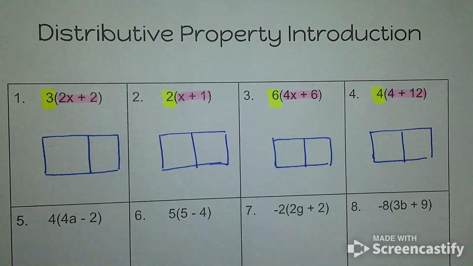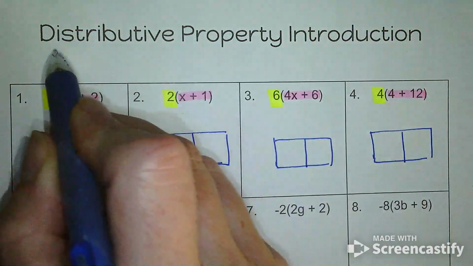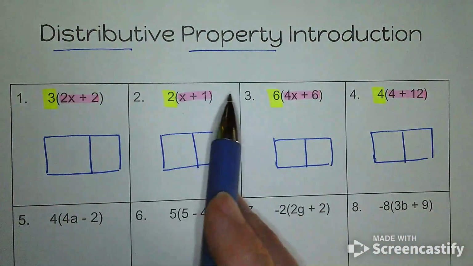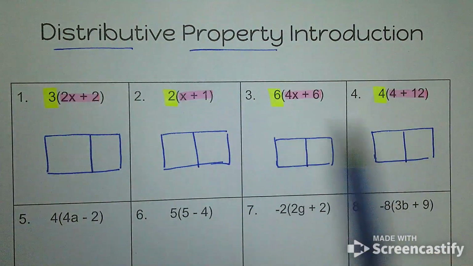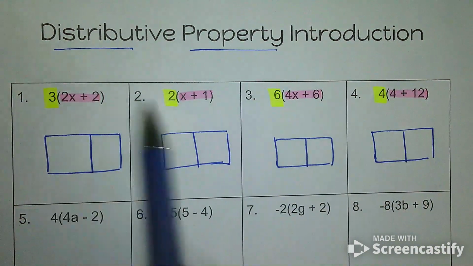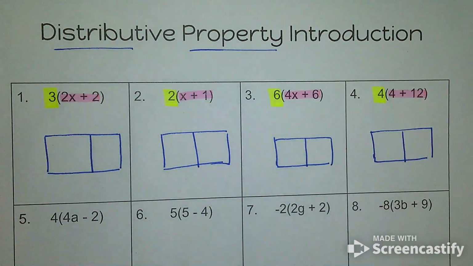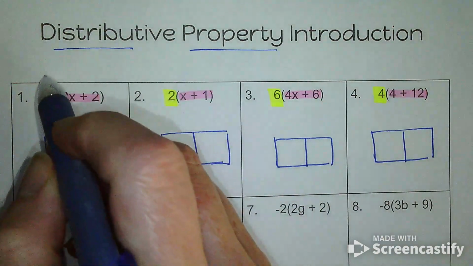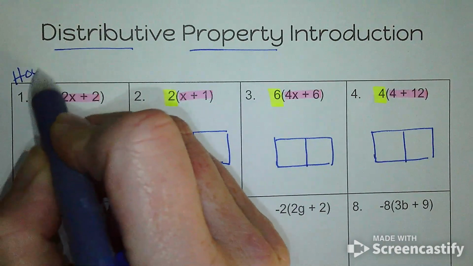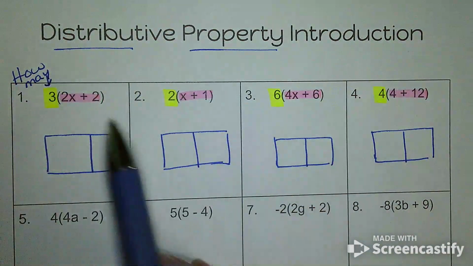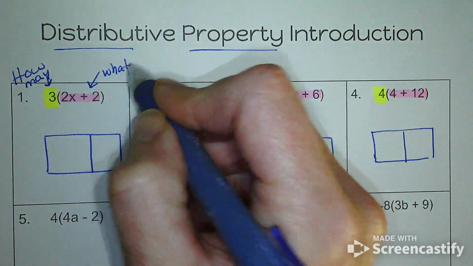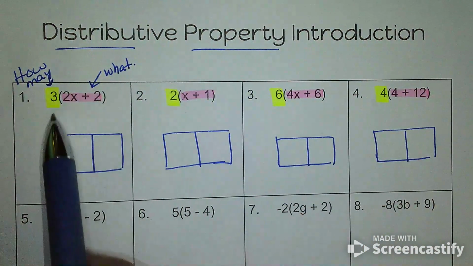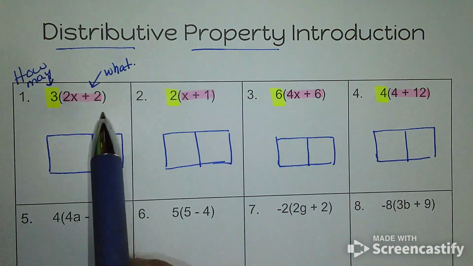This is your distributive property introduction. Distributive property is a way that we have to simplify some of our expressions in algebra, but it's a specific way to do it. What I want you to notice is in the first four examples, the numbers 3, 2, 6, and 4 are highlighted in yellow. This tells you how many groups. Everything in pink is telling you what's in the group. So we want to order 3 orders of 2x plus 2.